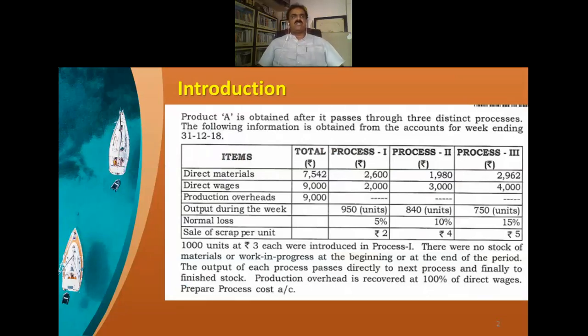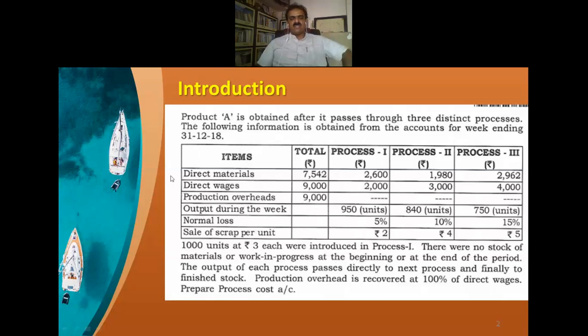So, in this module, you're going to understand the preparation of relevant process accounts for a particular company. The question is given as this: the product is obtained after it passes through three distinct processes, where the following information is obtained from the accounts for the week ending 31st December 2018, and the information is given for three different processes. There is process 1, process 2, process 3, and the items of expenses and the output are given with respect to all three processes.